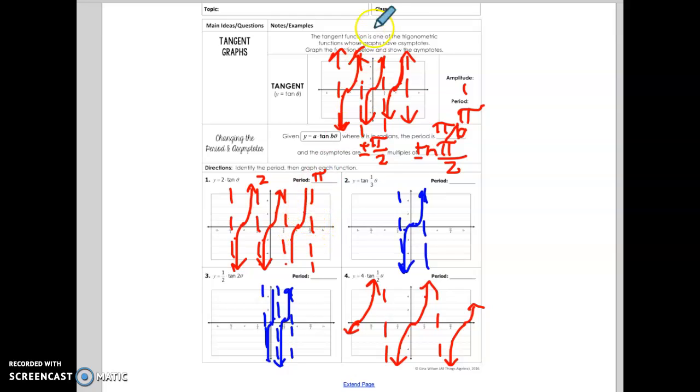For this next one, this time the amplitude is 1, and then the period should end up being pi over 1/3. If I take pi over 1/3, that's going to turn into pi times the reciprocal. So that actually equals 3/1 times pi, so 3 pi.